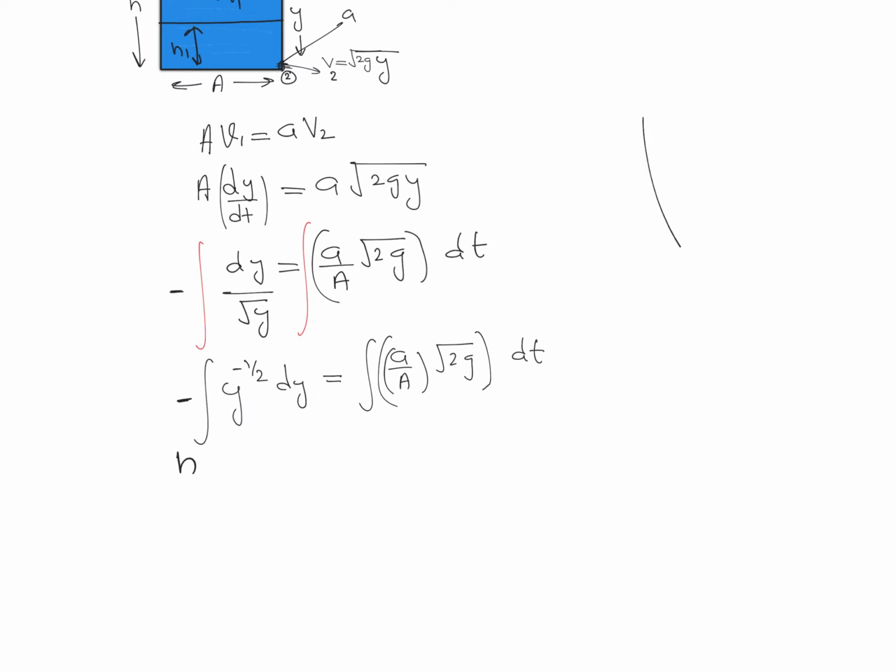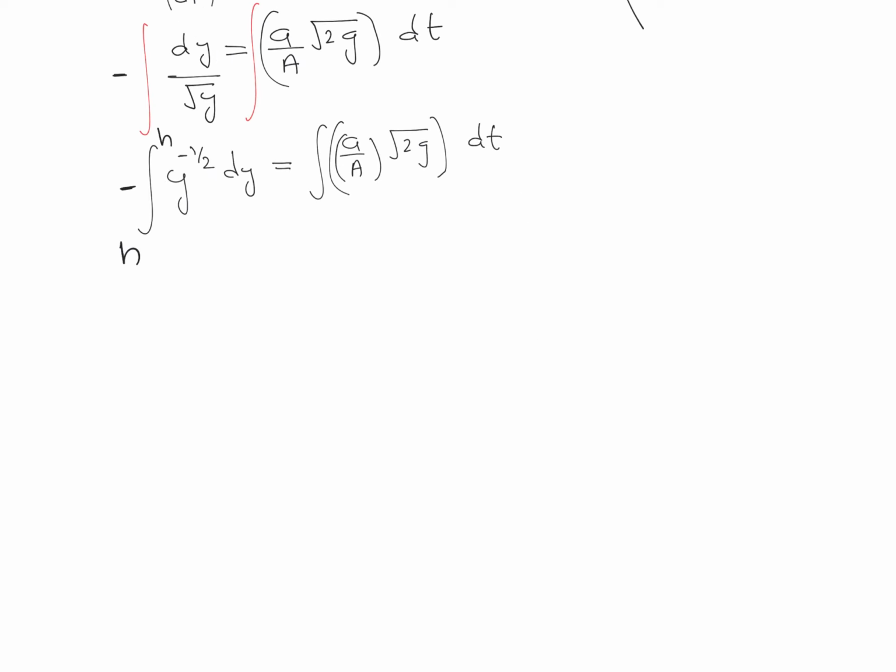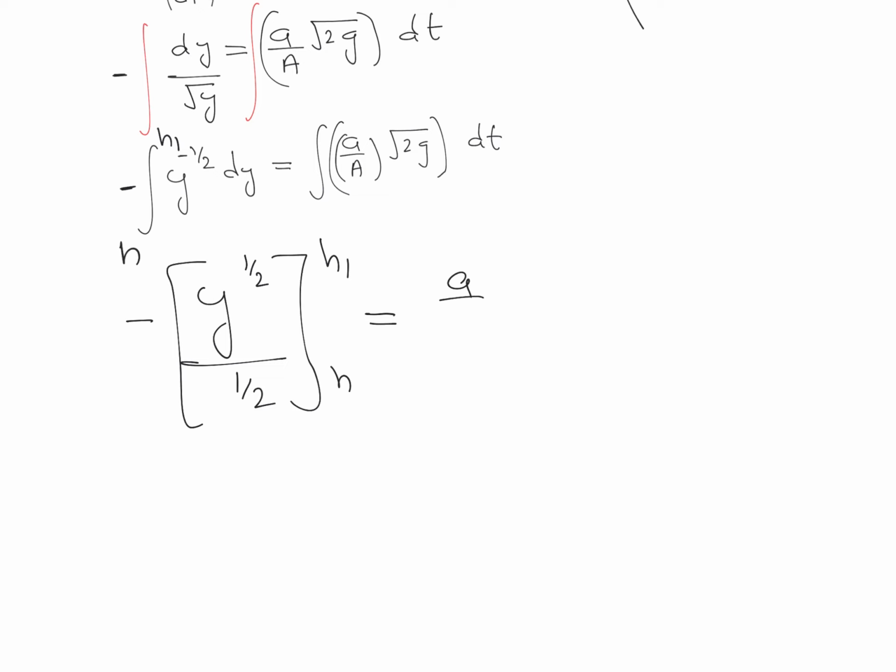So I'm just putting the value of this as height is changed from h to h1. So you can write minus of, if I'm going for integration of y raised to minus 2, it is y raised to minus 2 plus 1, that is y raised to plus 1 by 2, divided by 1 by 2. And now we can put the limit. Initial height was h, and now we are assuming that it changed to a height h1, equal to a divided by a, and root of 2g etc. are constant. Integration of dt is t, and time is changing from 0 to t.